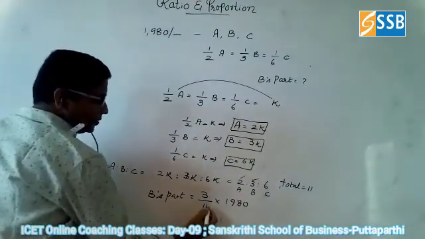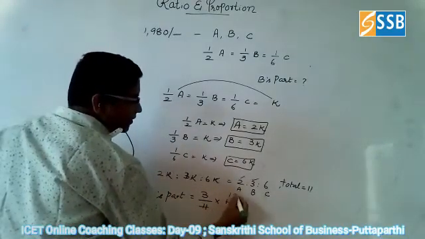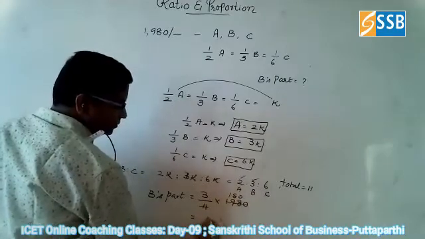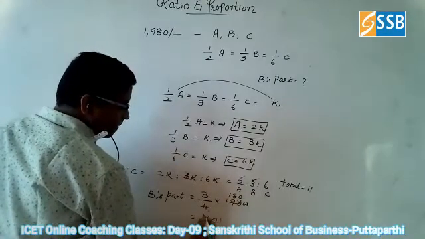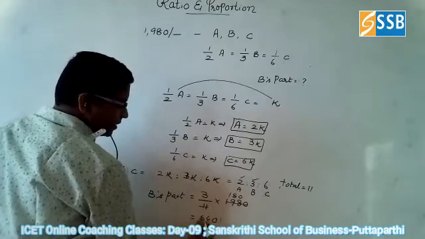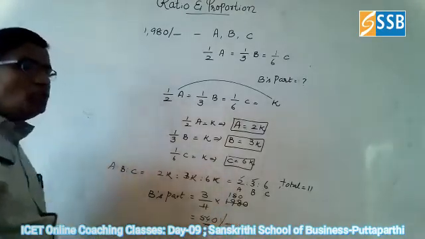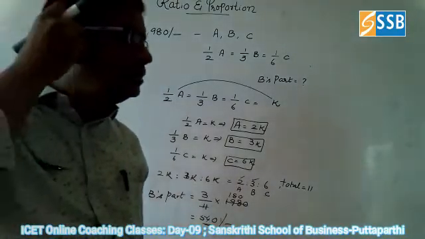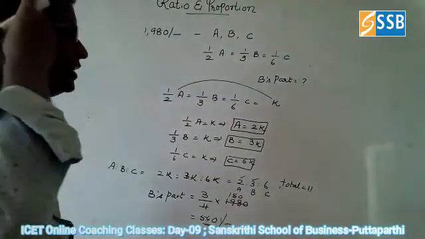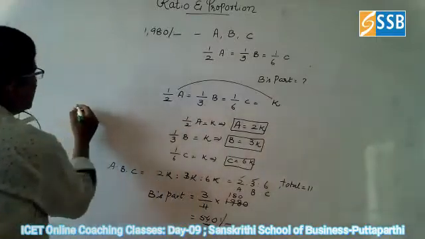1980. So 11 ones are 11, 11 eights are 88, so 540. So what is B's part? B's part is equal to 540. Can anybody say what is A's part? Can you calculate and say?